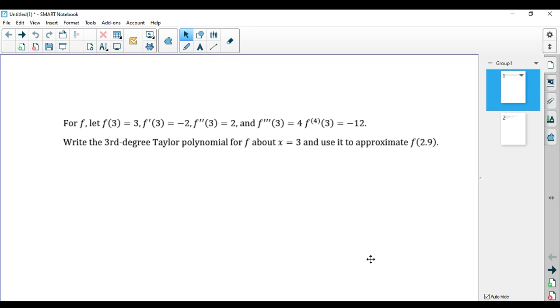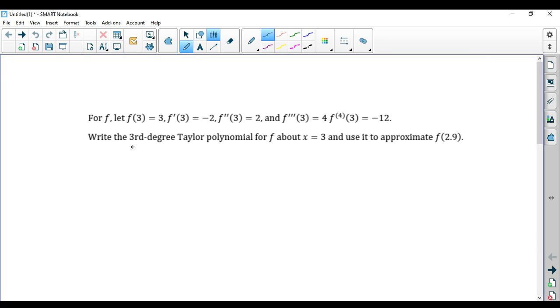Here are some conceptual Taylor polynomial examples. The first one gives you a function f, gives you some information about the value of f and its derivatives. First I ask you to write the third degree polynomial, and then we're going to use it to approximate f of 2.9. So it works the same as all the others.